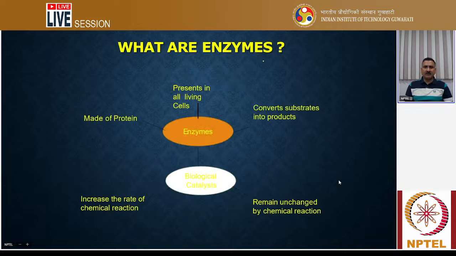So the first thing we discussed, if you recall, is what are enzymes? Enzymes are also called biological catalysts, right? And they are called biological catalysts because they are present in the biological system, and enzymes are present in all living cells, right? Whether it is a prokaryotic cell or a eukaryotic cell.